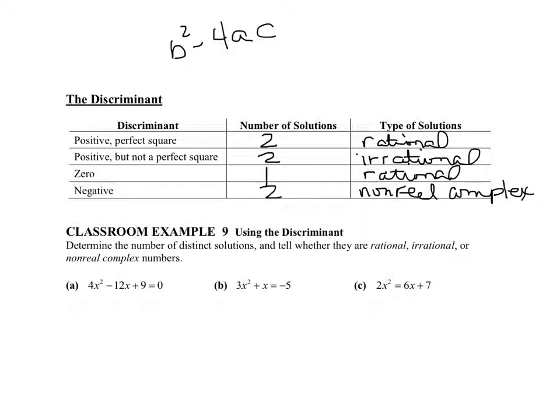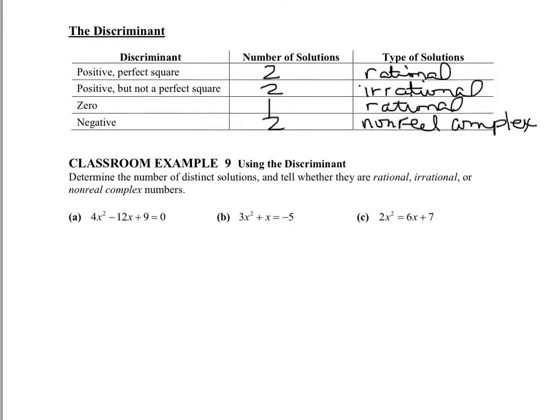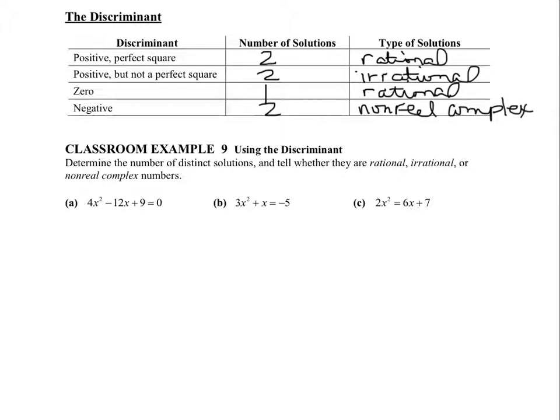Okay, so instead of completely solving these using the quadratic formula, we are simply going to find the value of the discriminant and then state how many and what kind of solutions we know that means this equation would have. If I look at example A, now remember it still has to be equal to 0 before I identify a, b, and c. And this one is equal to 0. So that tells me that a is 4, b is negative 12, and c would be positive 9.